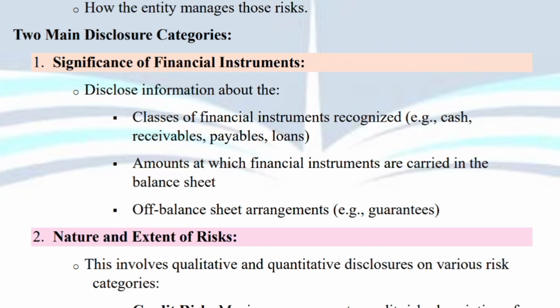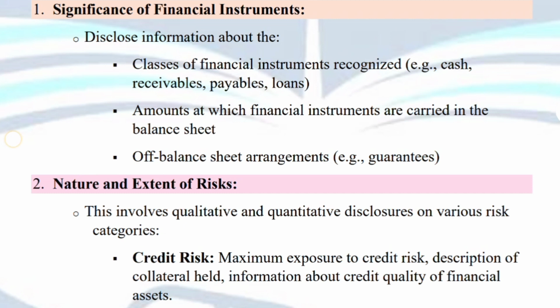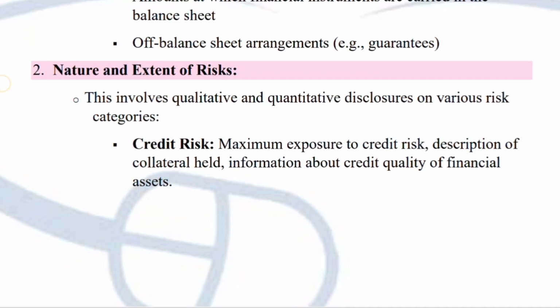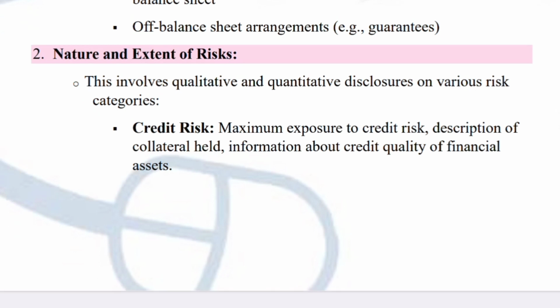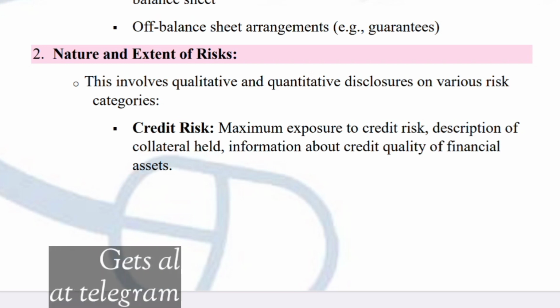Okay, so in the significance of financial instruments, we have to disclose information about these three things: detailed classification, secondly carrying amount, and the third is off-balance sheet items. The second main thing is the nature and extent of the risk. In this case, we have to cover qualitative and quantitative disclosures. Entities are obliged to provide these two things, in qualitative and quantitative manners.